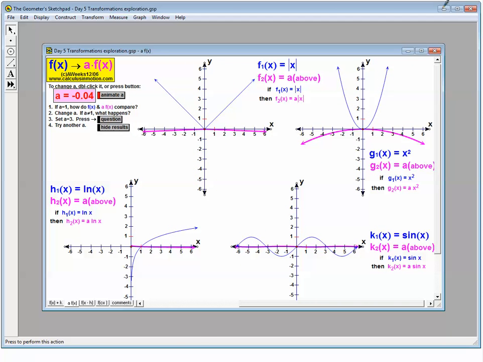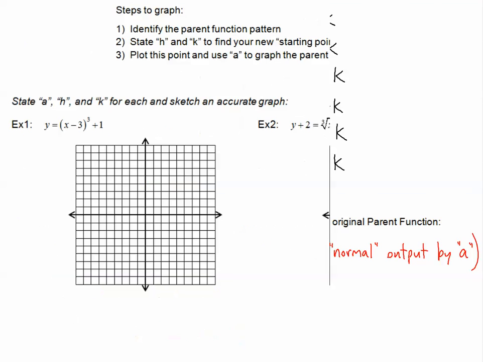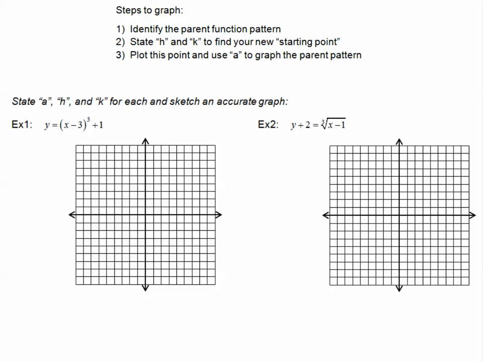Okay, so let's get to our first example. What we're going to do in these, here are our steps. We're going to first identify the parent function pattern, so identify which of the 6 parent functions we're graphing. Number 2, we're going to find H and K, and we're going to use those as our new starting point. Once we get to our new starting point, we're going to use A to find all the other points of our parent pattern.